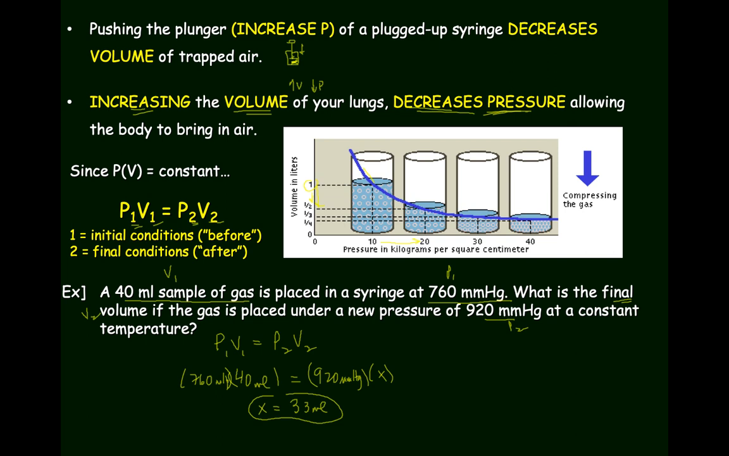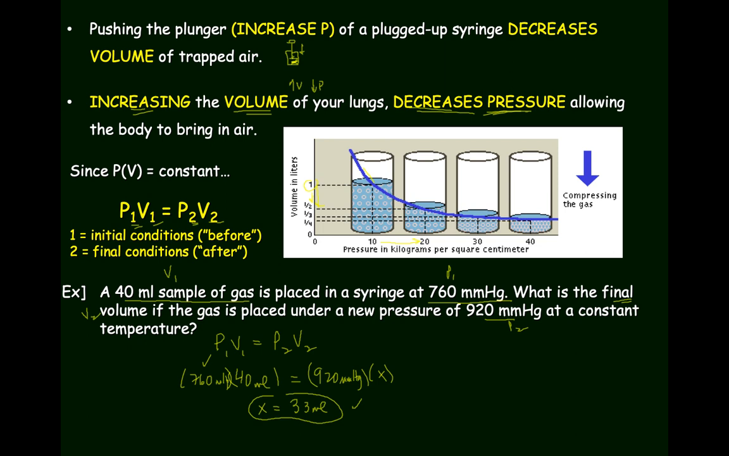Another thing I want you to do, make sure this makes sense. Does it make sense that you have a lower volume than you started with? Well, let's take a look. If you started with 760 and you increase the pressure on the gas, and you've squished it or pushed it down a little bit in the syringe, you would expect the 40 milliliters to take up less space. And in fact, it does. So that looks like a reasonable answer. Okay. So that's Boyle's law.